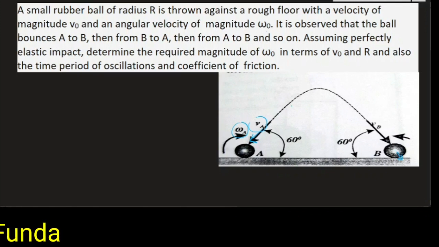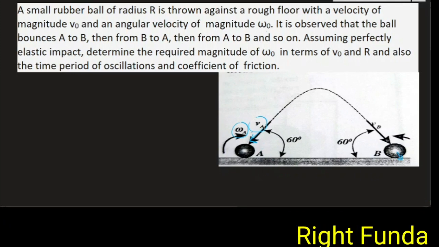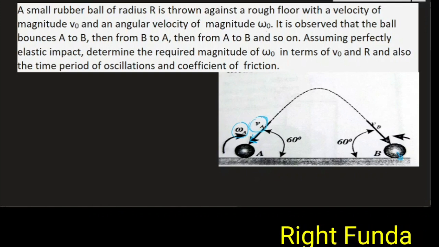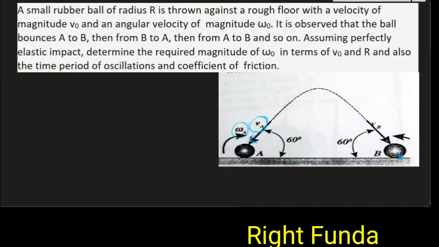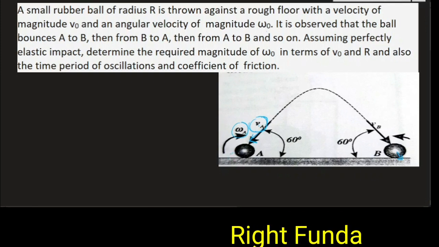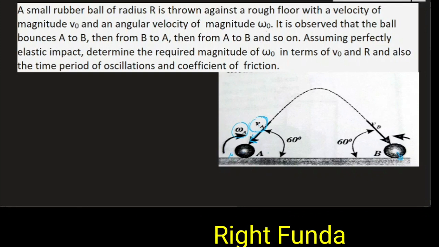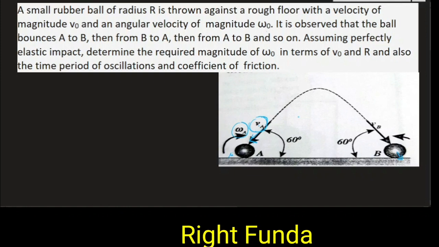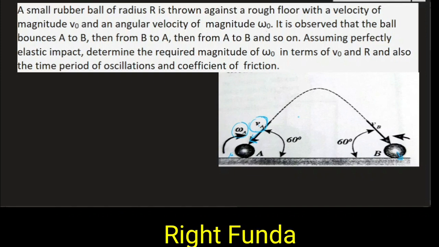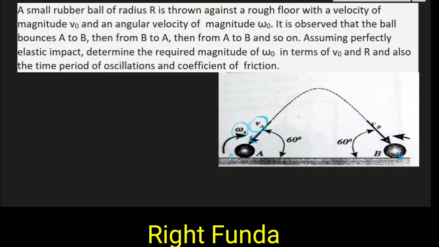So we need to calculate, if this is to and fro from A to B, B to A to B, continuously colliding, and the collision is assumed to be elastic, perfectly elastic impact, what must be the relation between the velocity of the center of mass of the sphere and the angular velocity of the sphere. We also need to calculate the mu between the sphere and the floor, and the time period of oscillation. Now you have understood the question. Now you can pause the video and start solving the problem.